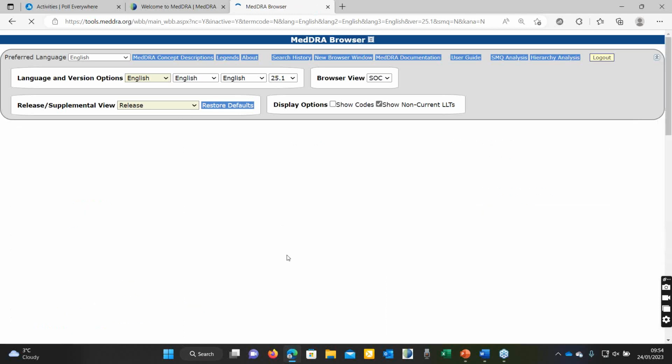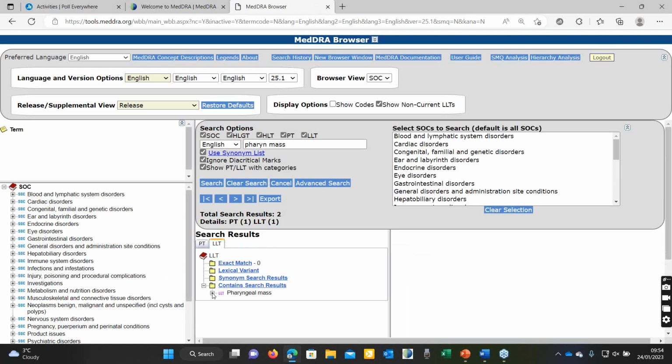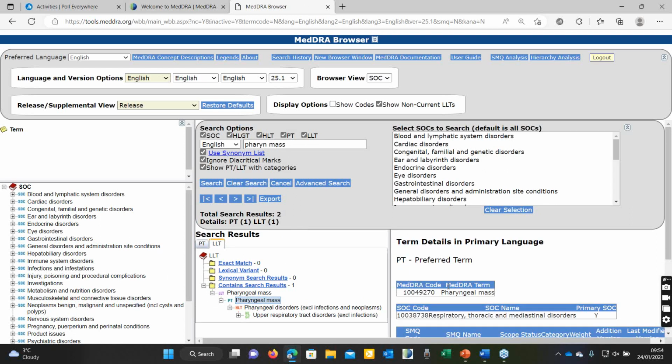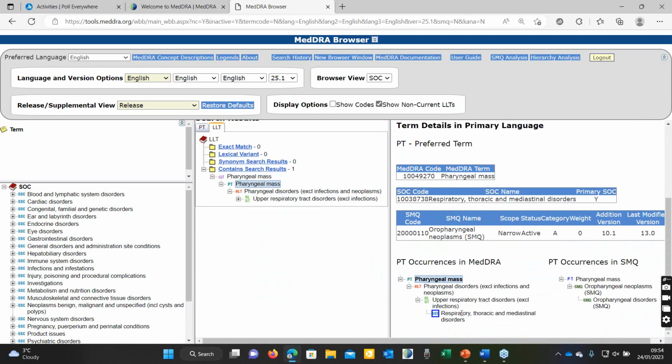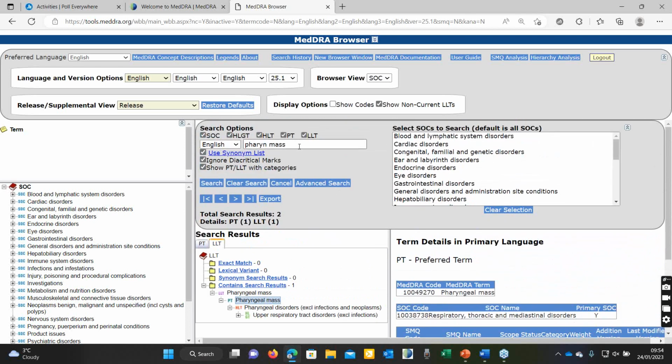Pharyngeal mass. Some of you found a term. There it is. Pharyngeal mass is the PT. And I would feel more comfortable with that because it's capturing an actual entity of the mass and not just the sensation. A pharyngeal mass, and it's in the upper respiratory tract disorders, as we were told, not in the neoplastic SOC. So now I need to capture my biopsy.